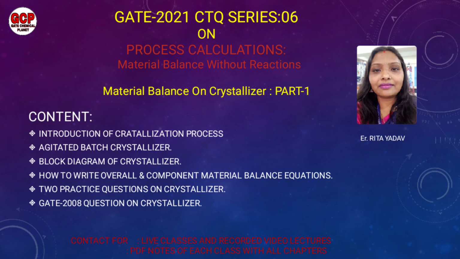Hello everyone. Today we are going to discuss GATE 2021 CTQ Series 6 on process calculation, in which we will discuss the material balance without reaction on crystallizer. There are so many problems on crystallizer, so we are discussing the problems based on crystallizer in two parts. In the first part we will discuss some introduction and take some numericals, and in the second part we will also discuss some more questions based on the GATE examination.